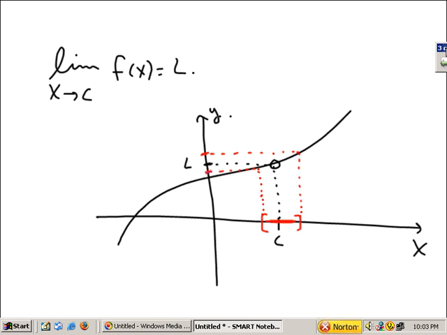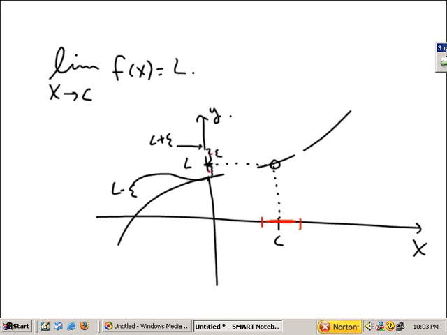In fact, if I reverse the game and pick a neighborhood around L, because we're questioning whether L is the right answer, I claim that I can get the limit as close to L as I want. So I pick an epsilon. I say that this distance is epsilon. So this value will be L plus epsilon, and I go epsilon below, and this value will be L minus epsilon.